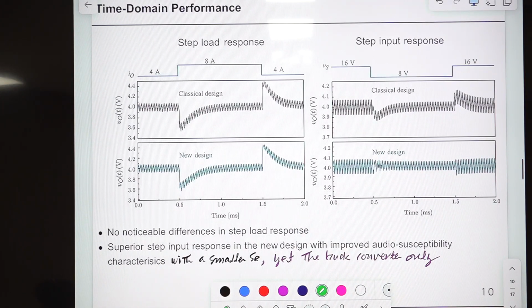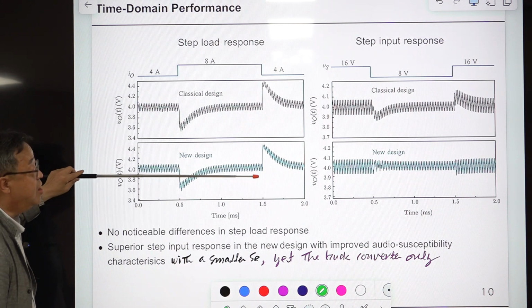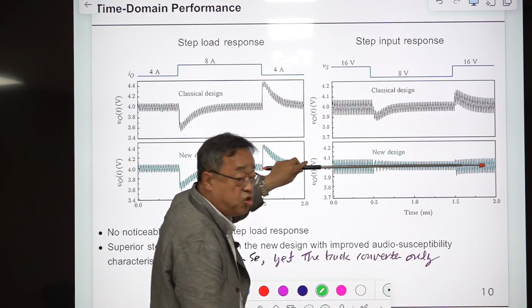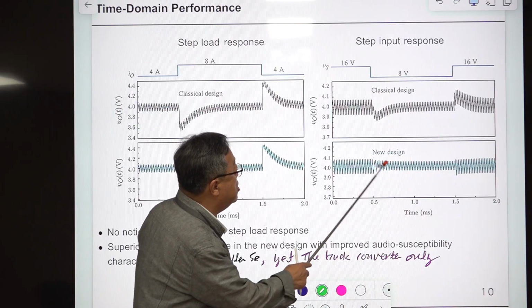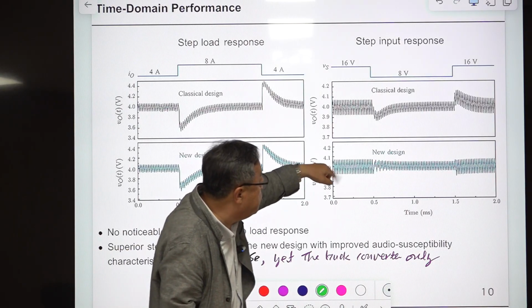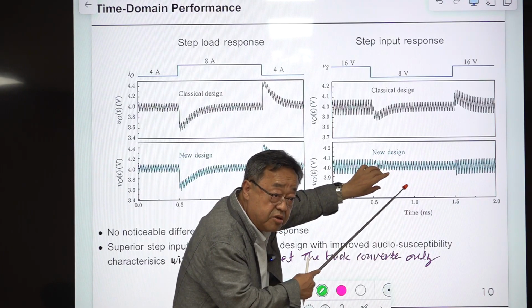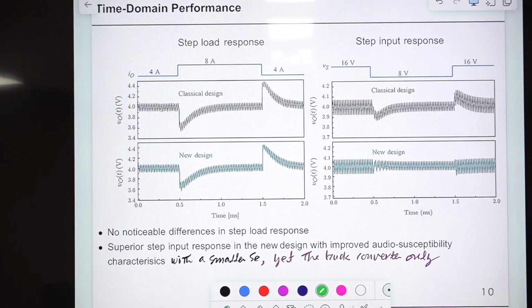So we are comparing this. This is the step load response of classical design and new design. They are basically the same. Okay, we are comparing this step input response of classical design and new design. New design is much better. Actually, this transient is within the ripple bound. This is a ripple, and this change is occurring inside the ripple. Okay, so this is the benefit of decreased SE or benefit of increased current loop. This is shown here.